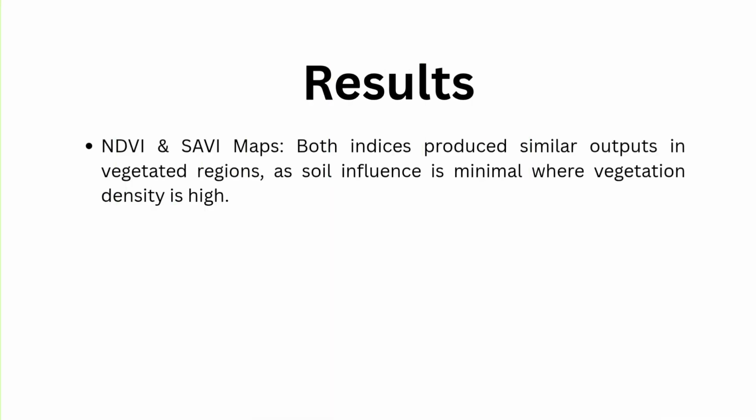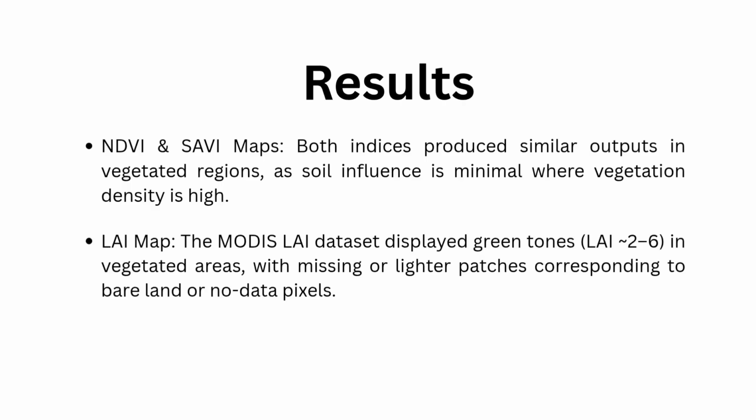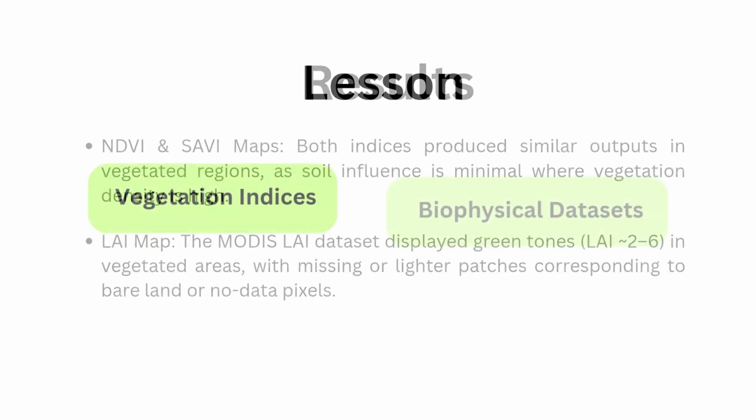The results show NDVI and SAVI behaving similarly in dense vegetation, where soil has little effect. The LAI map, on the other hand, highlighted areas with dense canopy cover, with values between 2 and 6 for forests and croplands, and lighter patches for bare soil. Together, they provide a complete picture of vegetation health and structure.